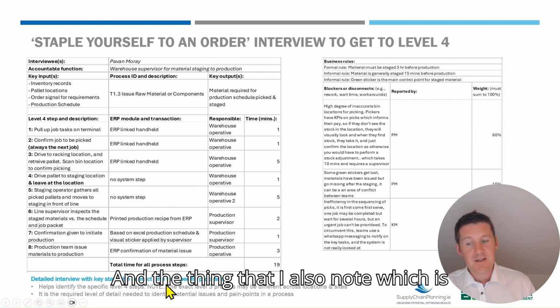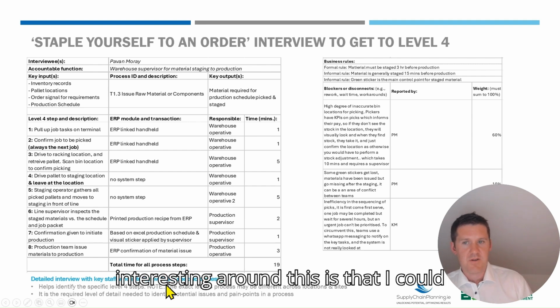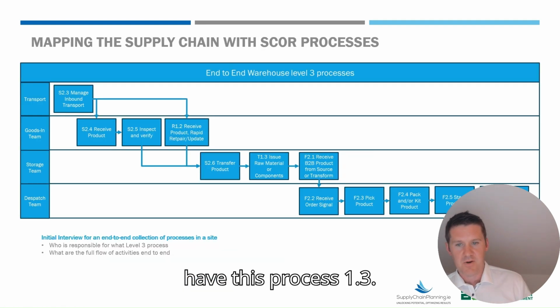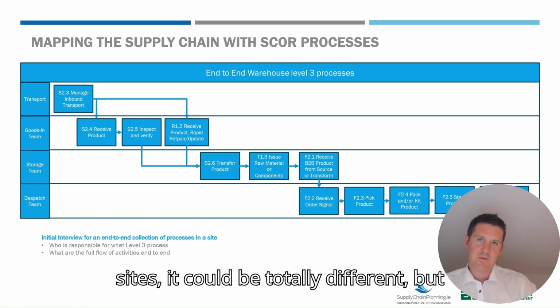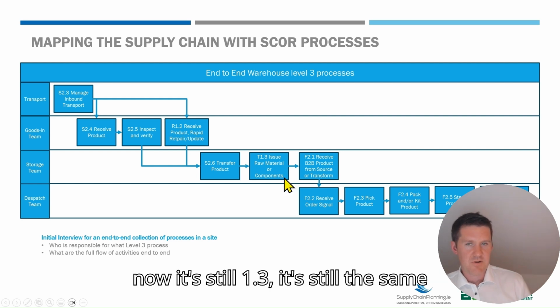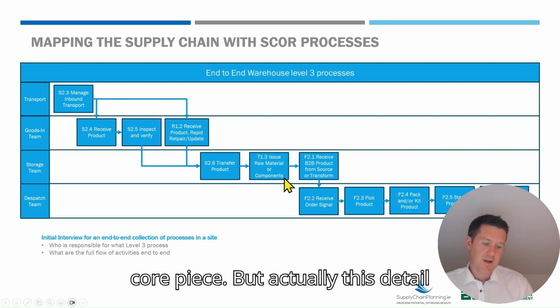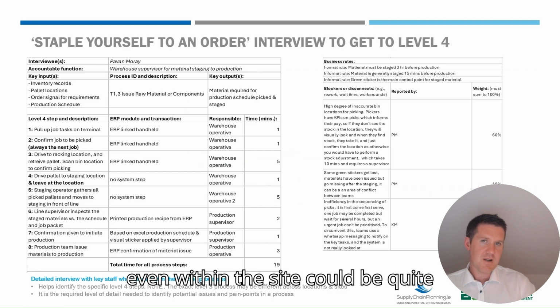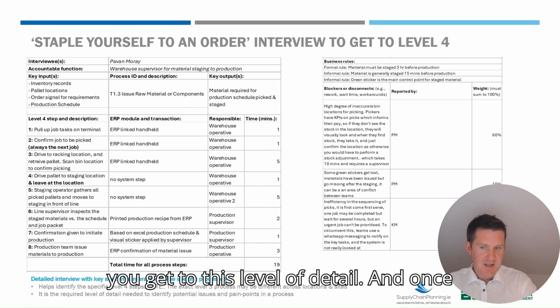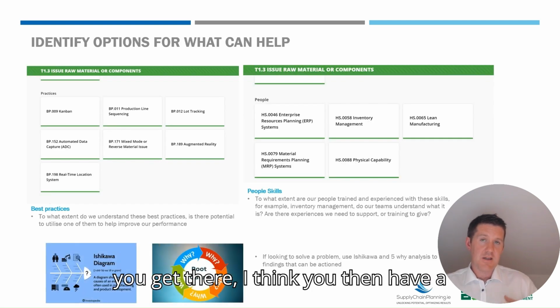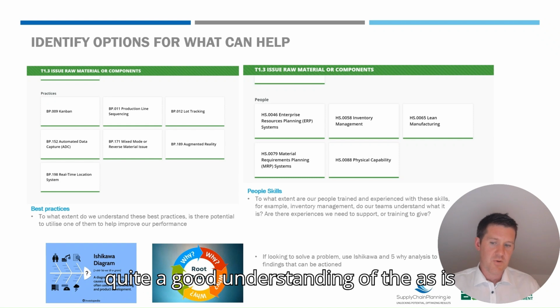And a thing that I also note, which is interesting around this, is that I could have this process 1.3, and in each of my different manufacturing sites, it could be totally different. But now it's still 1.3, it's still the same core piece. But actually, this detail, even within a site, could be quite different. So again, it's important that you get to this level of detail. And once you get there, I think you then have quite a good understanding of the as is.